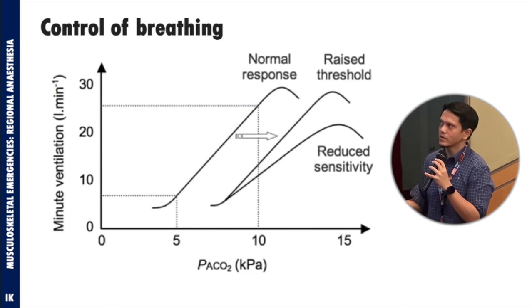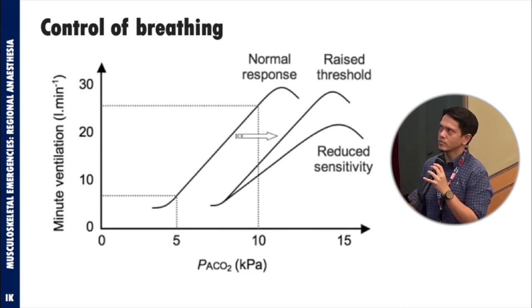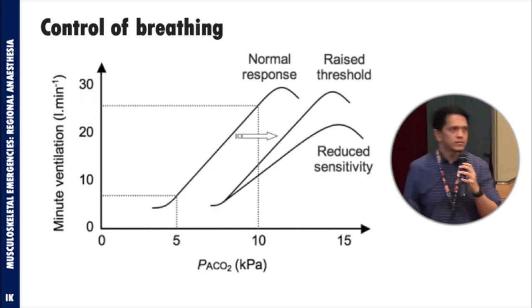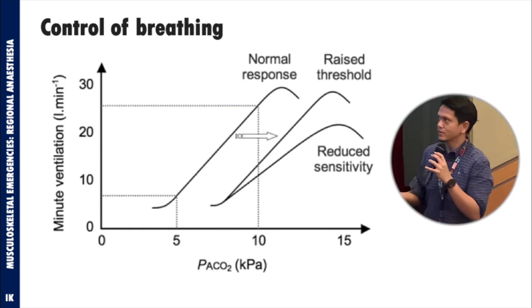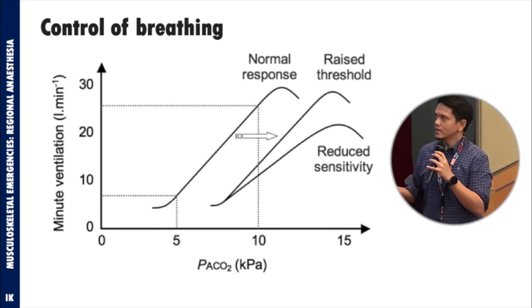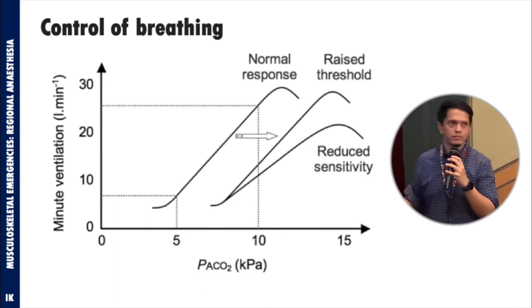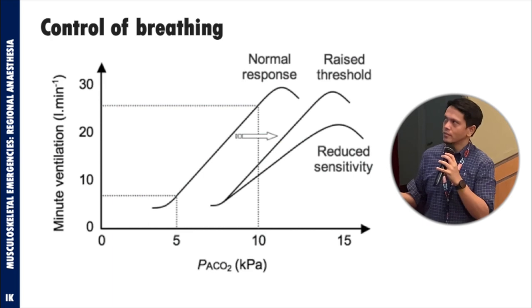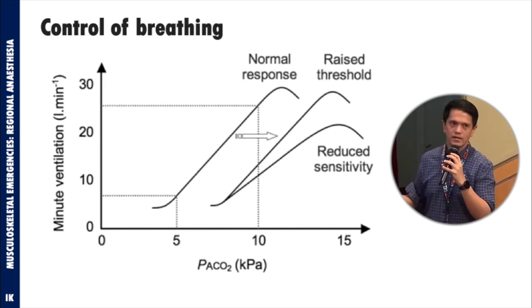Anyone know why? Why when CO2 is so high, your minute ventilation starts to drop? Can you see it dropping again here? Yeah, CO2 narcosis. Good. So this second graph is to show you what happens when you give things like opioids or benzos and so on. For patients with COAD, OSA, their curve shifts to the right. So they become either higher threshold or lower sensitivity. So they need a higher CO2 for the same minute ventilation.